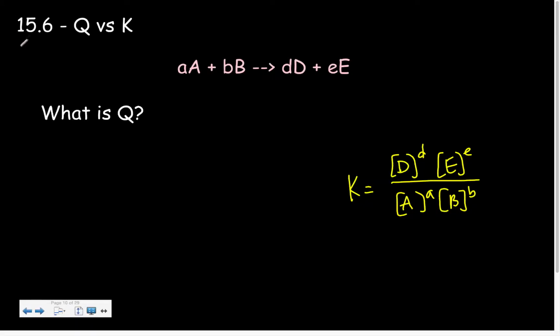Hello, AP Chemistry, and welcome to section 15.6, where we talk about Q versus K. So K, equilibrium constant, right? And this is our equilibrium expression, where it's our products raised to their respective coefficients over the reactants raised to their respective coefficients. Bearing in mind that when we solve for K, these have to be equilibrium concentrations, meaning these are not initial concentrations.